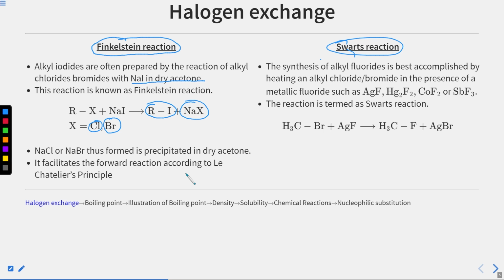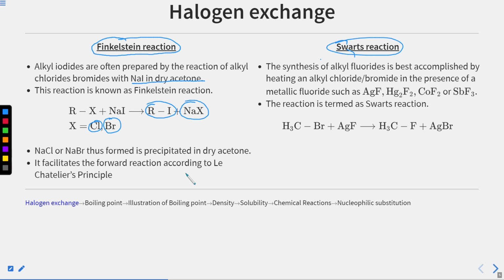Now the next is the Swarts reaction. This is the only reaction that can be used to prepare our fluorides. If you remember all the preparation methods you have read before, you must not have seen the preparation of fluorides. I would say that in this syllabus there is no direct method of preparation of alkyl fluorides, but we can do it indirectly.